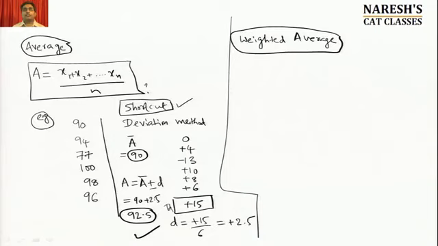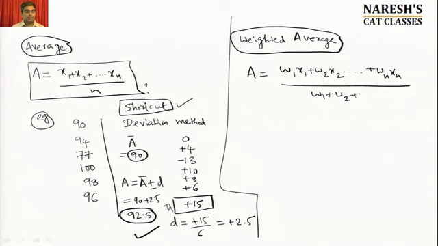But in the context of weighted average, sometimes the weight of one observation could be higher than the weight of the other observation. In some of your exams, the weightage of one section could be double the weightage of the other section. Then the average will no more be regular A equal to x1 plus x2 up to xn, but it will be something like this: w1 x1 plus w2 x2, weight into the value, and finally wn xn, divided by not just the number of observations but the sum of the weights, w1 plus w2 plus w3 up to wn. This is called weighted average.